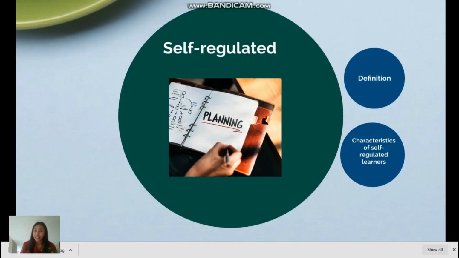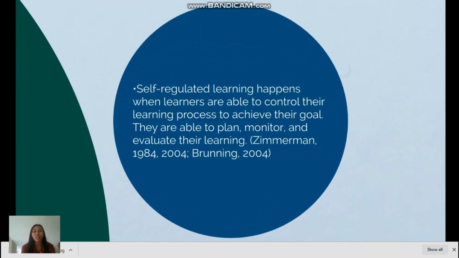What is self-regulated? I'm sure that all of you already know about that, but here, let me tell you the definition of self-regulated according to Zimmerman and Browning. So, self-regulated learning happens when learners are able to control their learning process to achieve their goal. They are able to plan, monitor, and evaluate their learning.